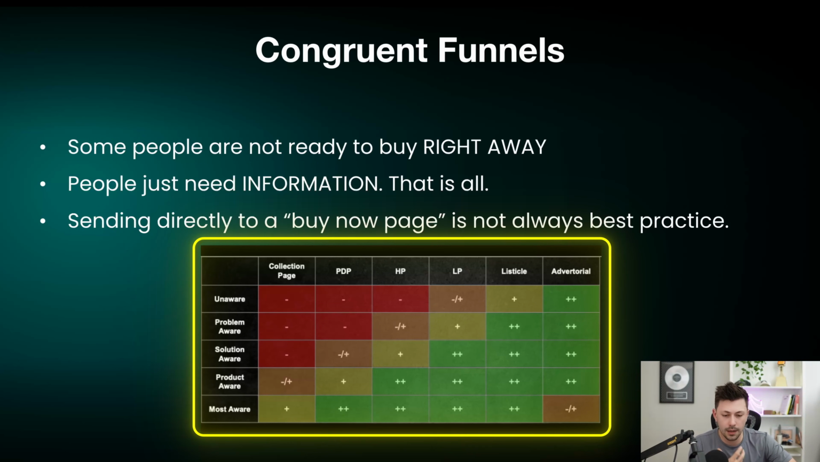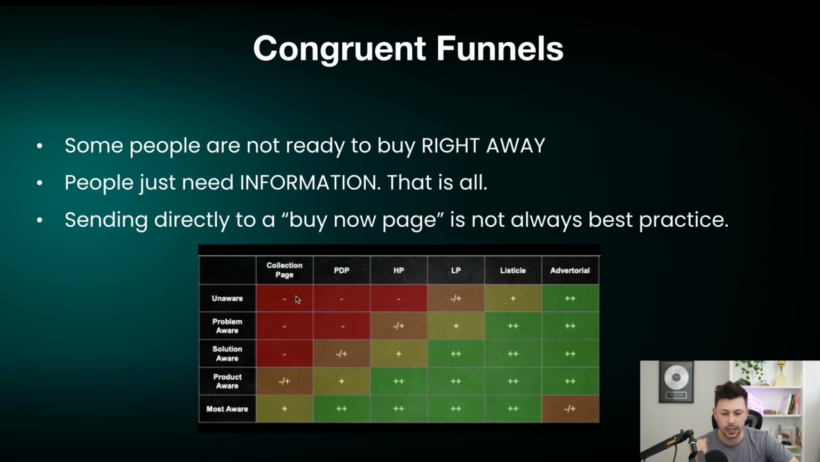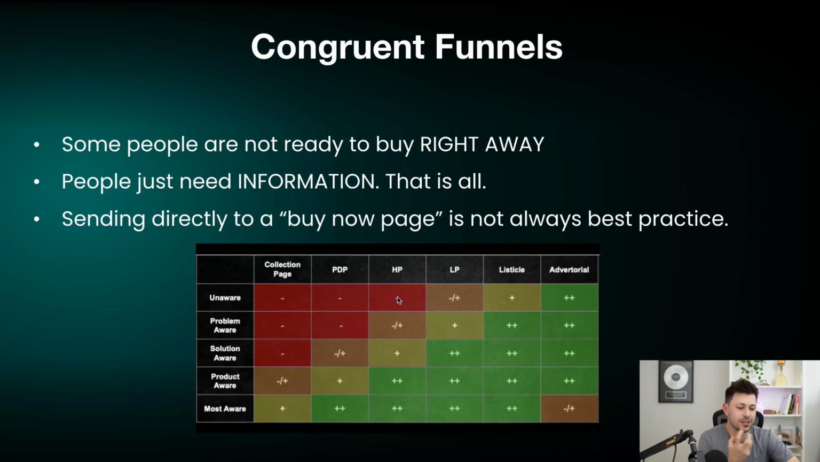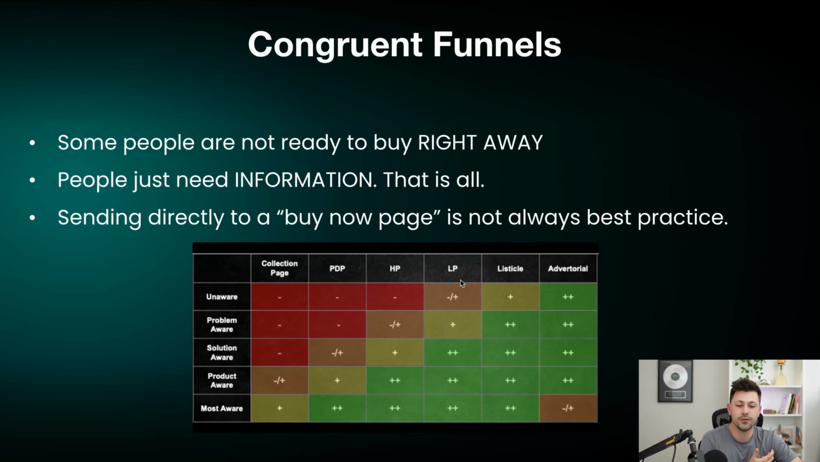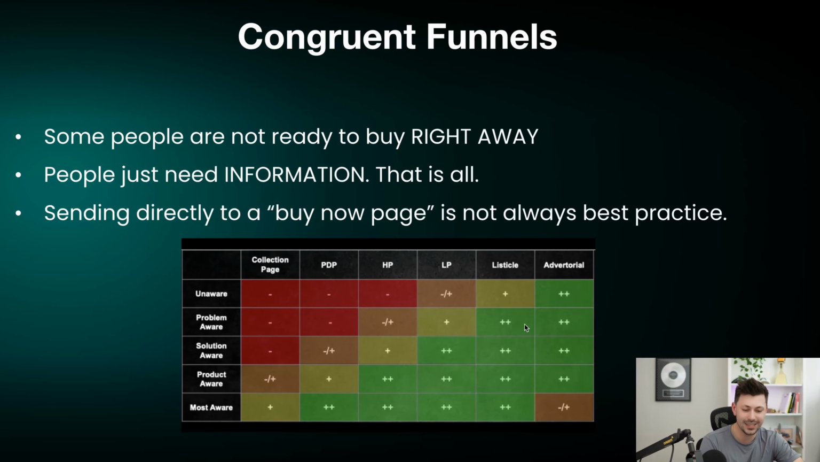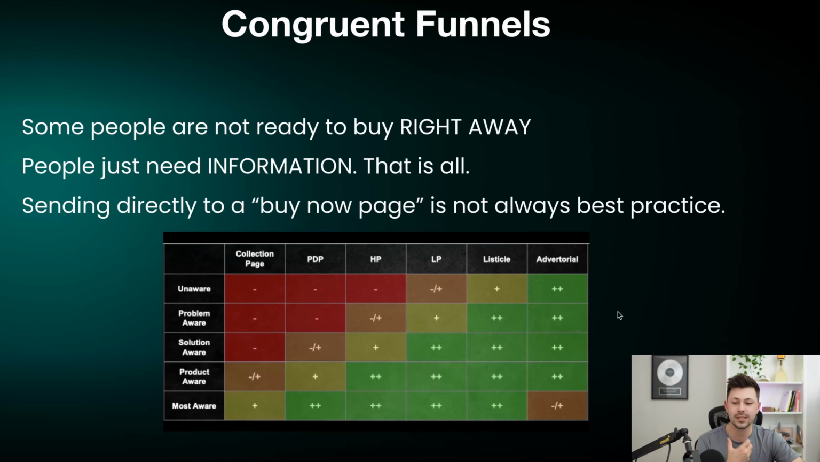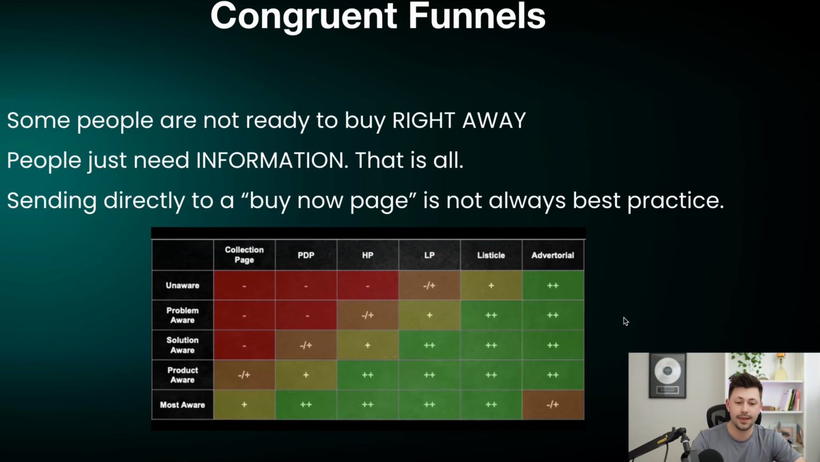And this is a phenomenal graph that we actually have from inside our Evolve program that someone actually shared in there. And it just emphasizes the point that if your ads are more unaware and more problem aware, and you're sending them to a collection page, product page, or home page, it's just not a good idea. And so if you can start to tap into some more advertorial style page builds or more listicle style page builds, when you're in this level of market awareness, you need to give people more information. And that is it. Okay.